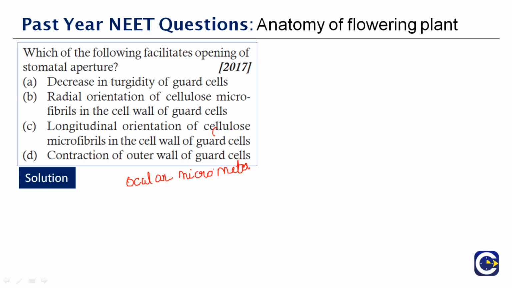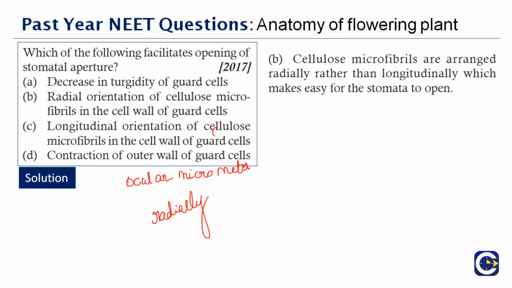The correct answer is option B. Radial orientation of the cellulose microfibrils in the cell wall of the guard cell. So this will facilitate the opening of the stomatal aperture. Cellulose microfibrils are arranged radially. So how are they arranged? They are arranged radially, which makes it easy for the stomata to open. Therefore, the correct answer to this question is option B. When it is longitudinally present, the opening will not happen, or it will not be as effective as in a radial arrangement. That is why the radial orientation of the cellulose microfibrils in the cell wall of the guard cell will facilitate the opening of the stomatal aperture.